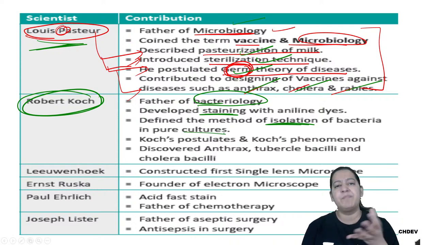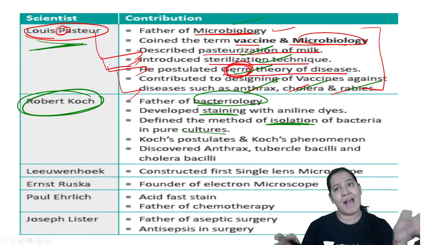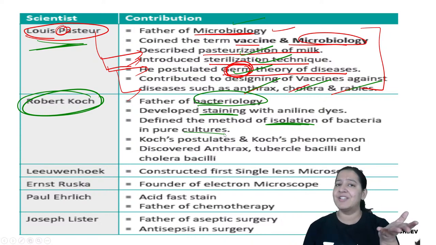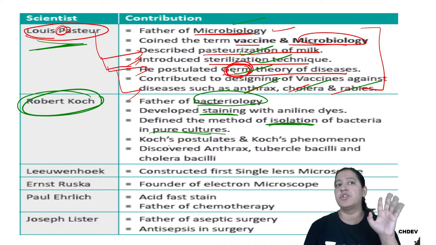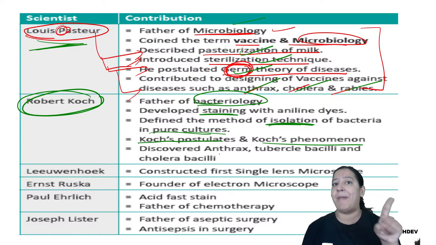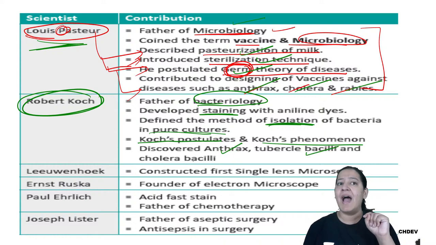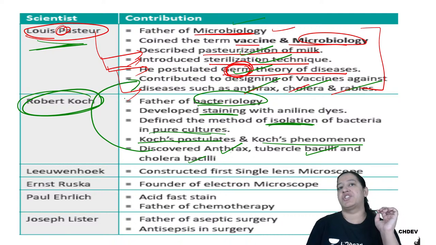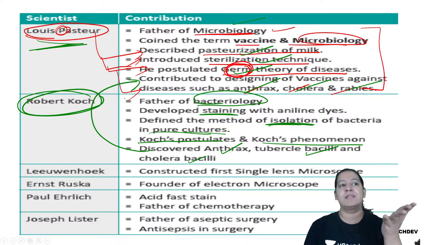Nowadays we use many types of cultures to isolate bacteria: differentiating cultures, many culture media, transport media. But the first time culture media for isolation of pure cultures were used by Robert Koch. He has given Koch postulates and Koch phenomenon. I hope you know what is Koch postulate. And he discovered the bacteria of anthrax, tubercle bacilli and cholera. In tino bacteria ko discover kiya. Inki vaccine discover ki thi Louis Pasteur ne. Bacteria nahi, unki vaccine. So that is the thing.